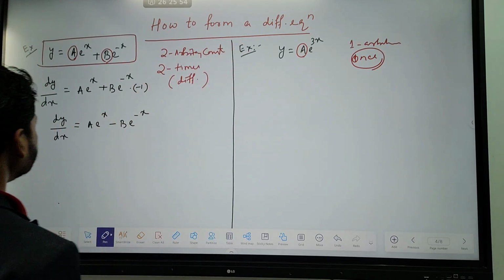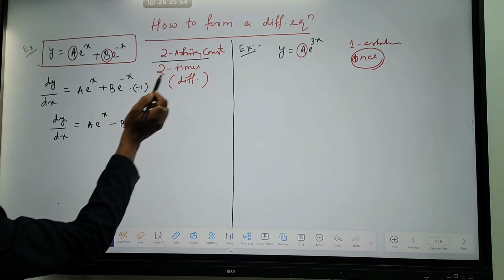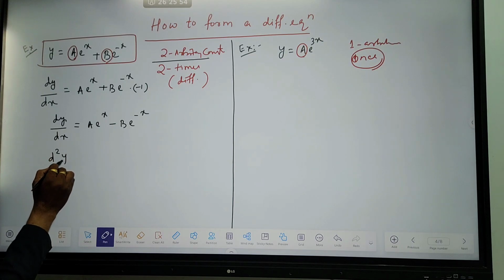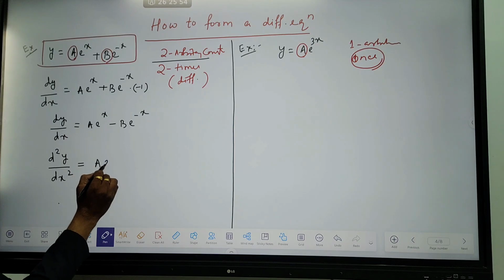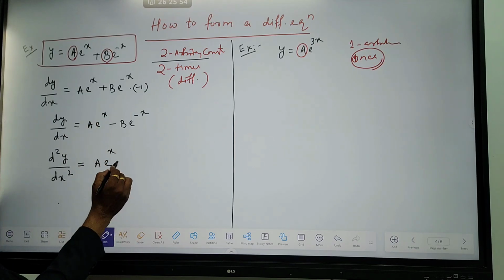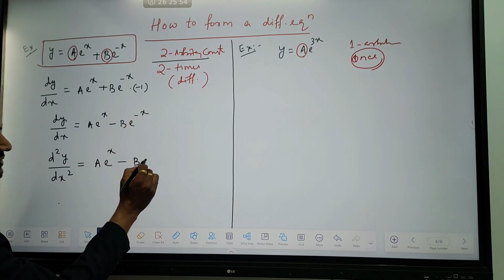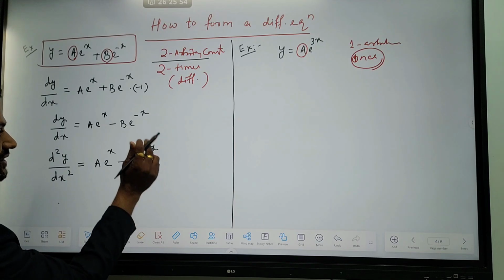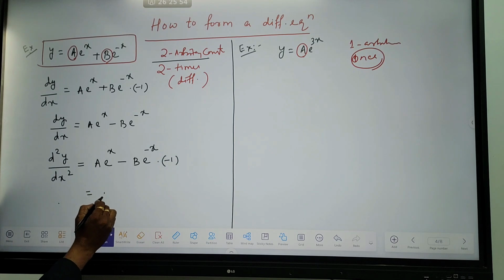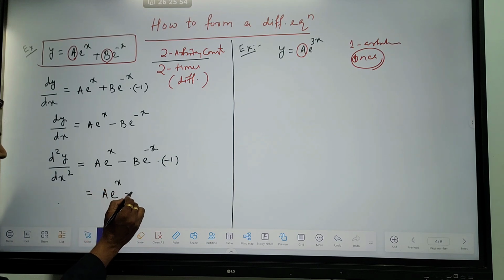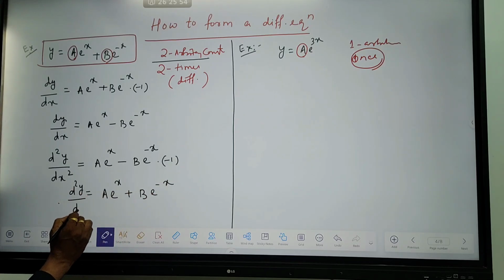So we'll form a differential equation. Now you tell me, since we have taken two arbitrary constants, we have to differentiate this function two times. This was done once. Second time we will differentiate, that means d square y by dx square is equal to, what is its differentiation? Again a is constant, the differentiation of e to the power x is e to the power x. And for b into e to the power minus x, b is constant, so the differentiation of e to the power minus x is e to the power minus x, and again the differentiation of minus x is minus 1. So we'll be getting a e to the power x plus b e to the power minus x. So that is your d square y by dx square.